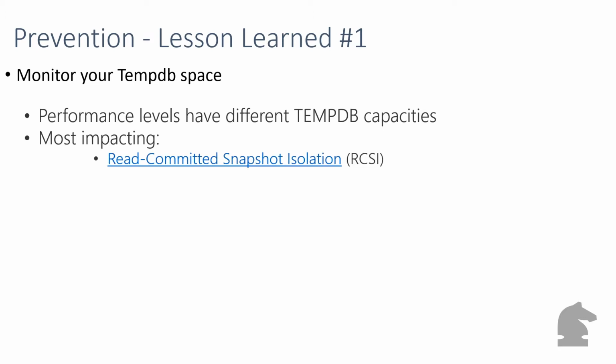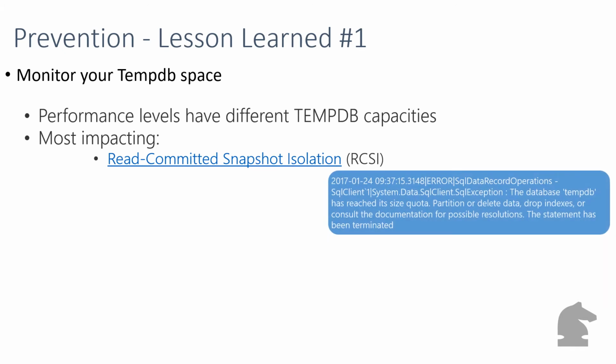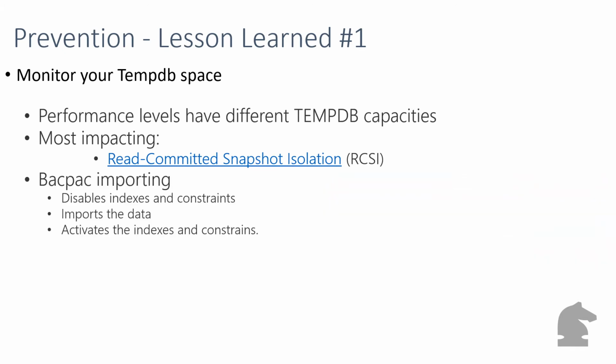It mostly impacts tempdb, because in SQL Azure, when you create one database, we have enabled read committed snapshot isolation by default. So, for example, using Backpack, the process is: first disable indexes and constraints, import the data, and then activate the indexes and constraints. With this process, it will be much faster, and also you are going to avoid having very fragmented indexes.